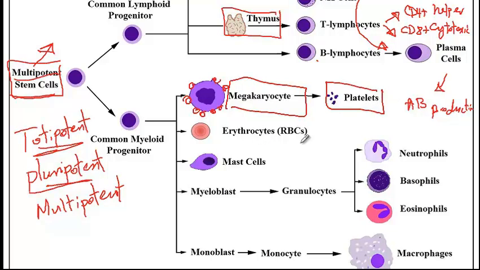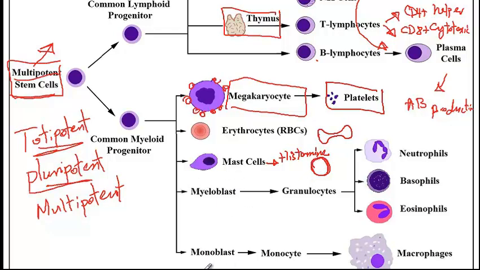Then we have erythrocytes, or red blood cells, and these red blood cells are thinner at the center. So instead of having a spherical shape, they have the biconcave shape in order to allow more surface area for increased capacity of carrying oxygen. So that's why the center and outside color is different when we are looking at red blood cells. Then we have the mast cells, which release histamine in order to induce an allergic reaction.